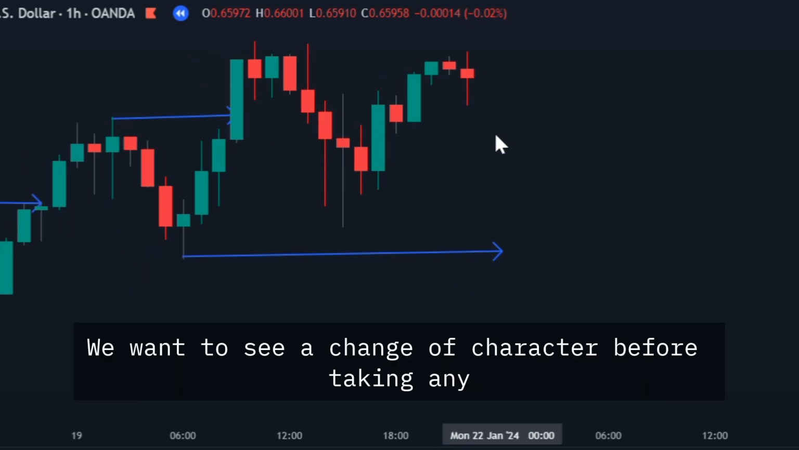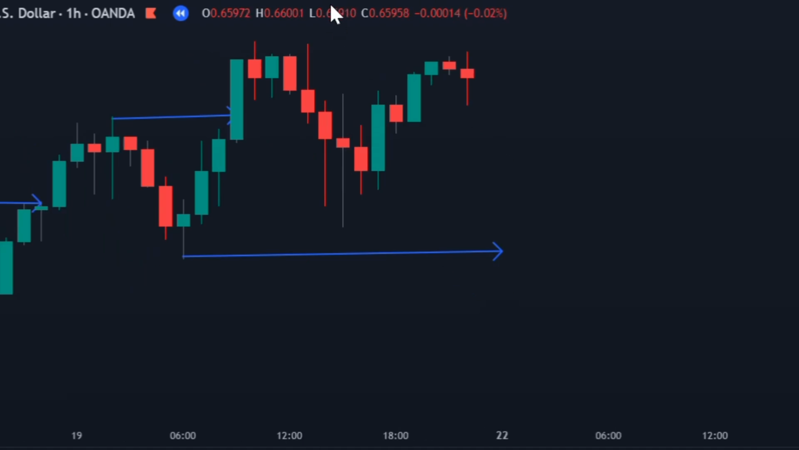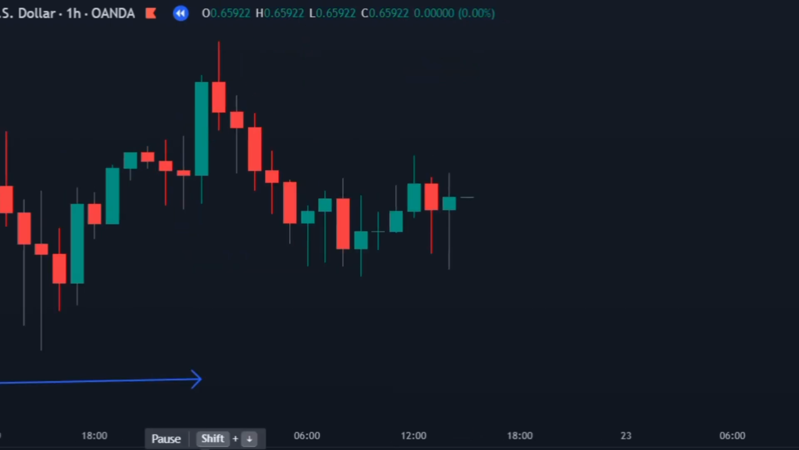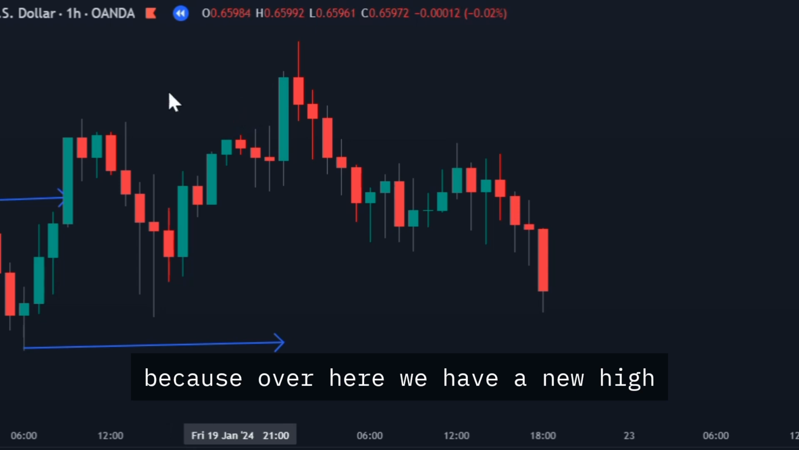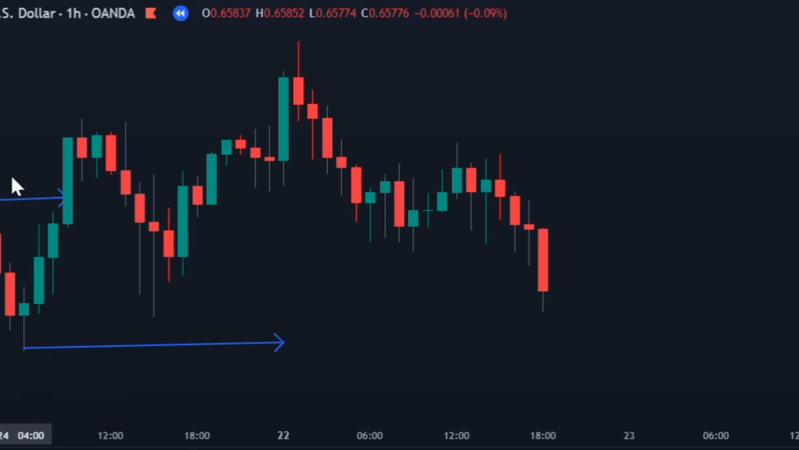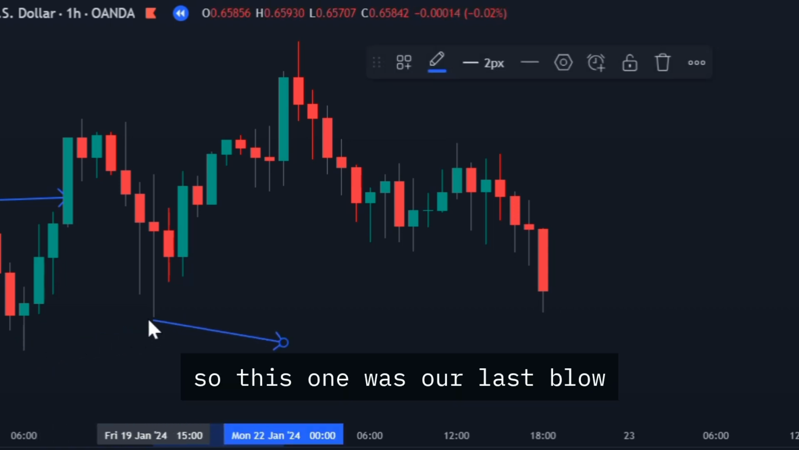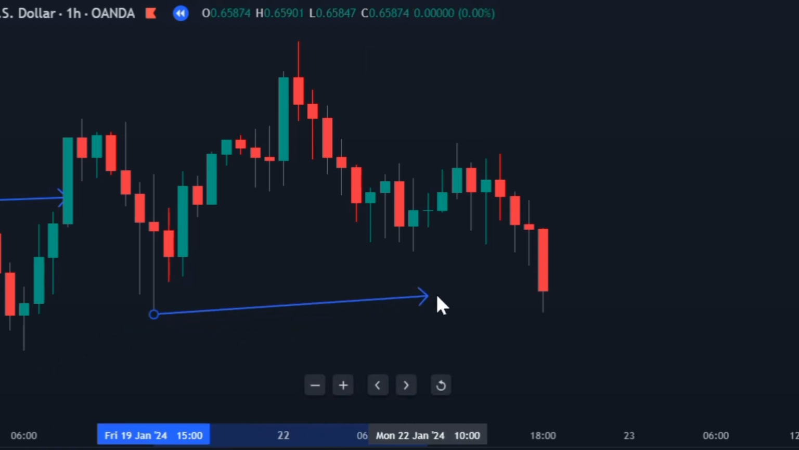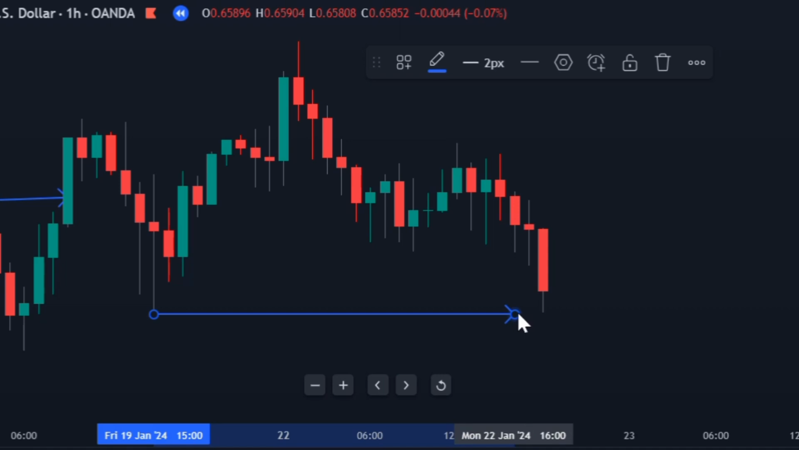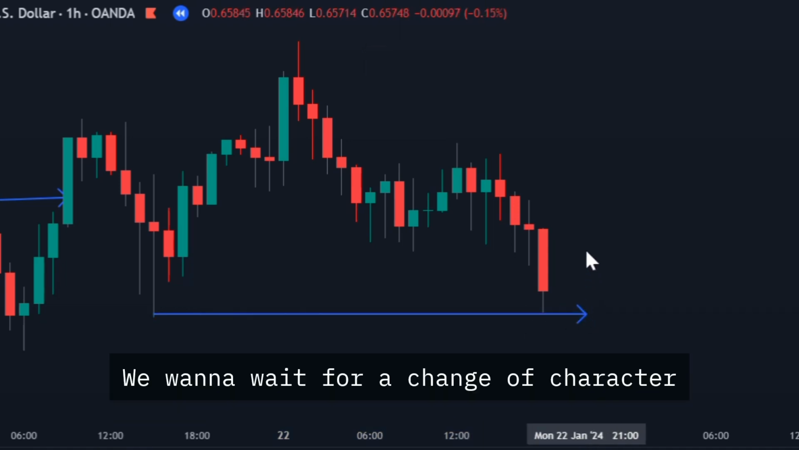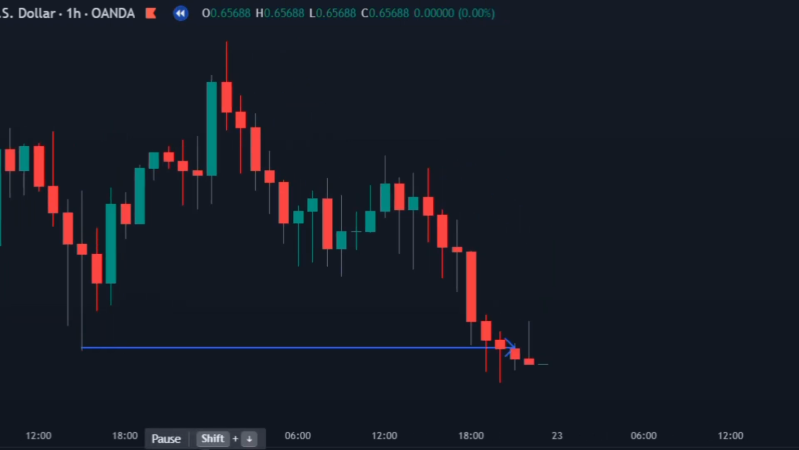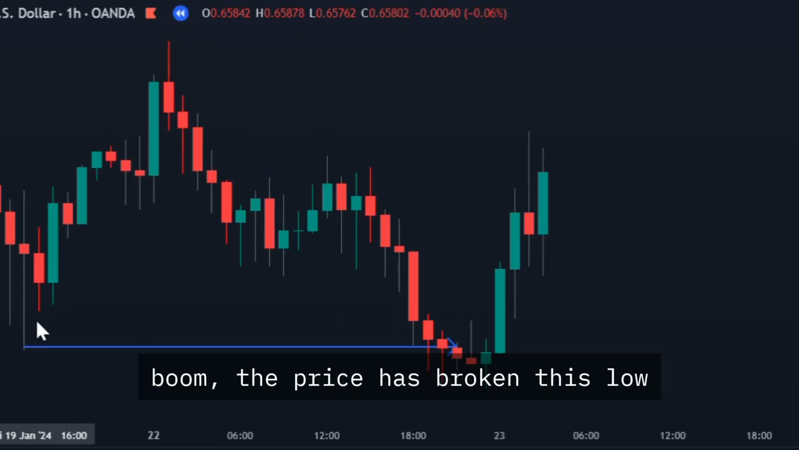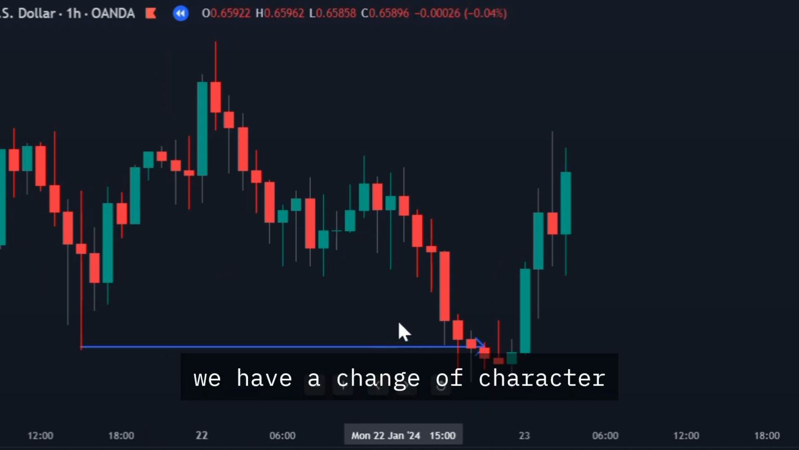We want to see a change of character before taking any sell trade. The price continues to push higher because over here we have a new high, then a low. So this one was our last low. We want to wait for a change of character. Let's continue and see. Boom. The price has broken this low, which means that we have a change of character.